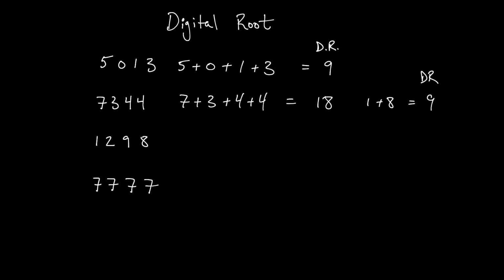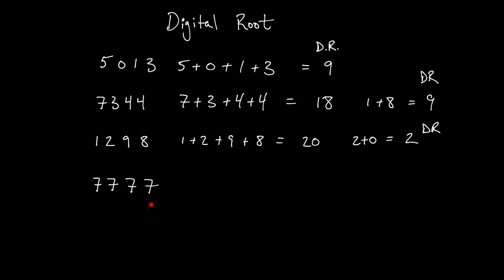Okay, let's try the next one here, 1,298. Okay, so we're going to do 1 plus 2 plus 9 plus 8. Okay, so we know 8 and 2 is 10. 9 and 1 is 10. So 10 and 10 gives us 20. Okay, then the digital root, 2 plus 0, that's just 2. So there's your digital root. The digital root of this number is 2. It's pretty easy. I'll show you guys another example.